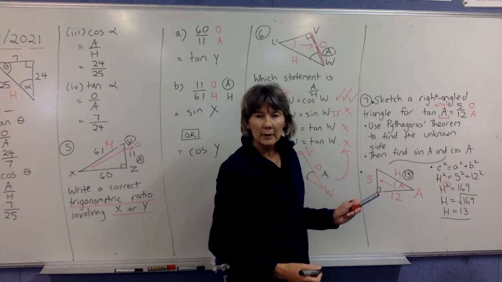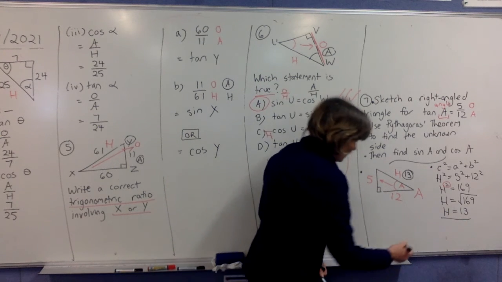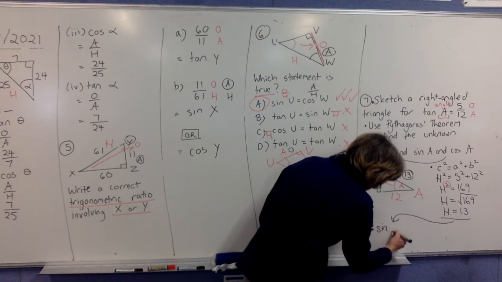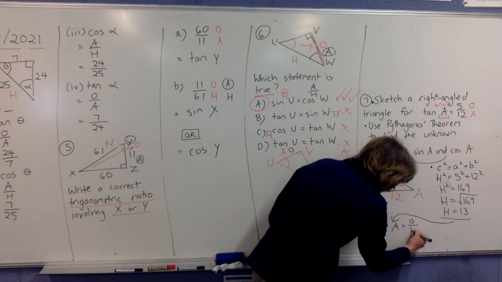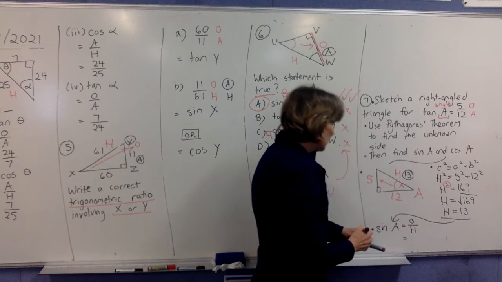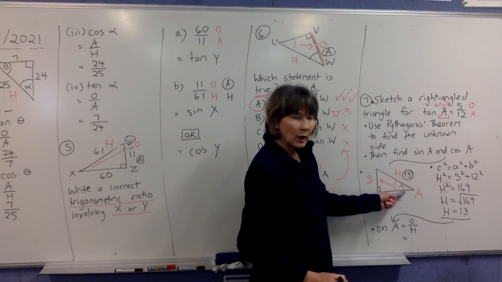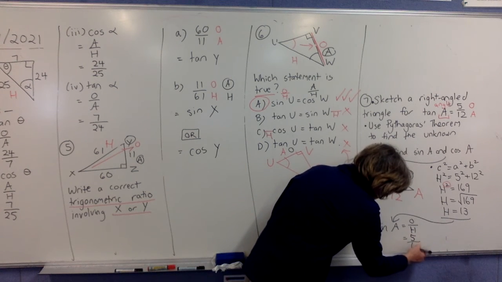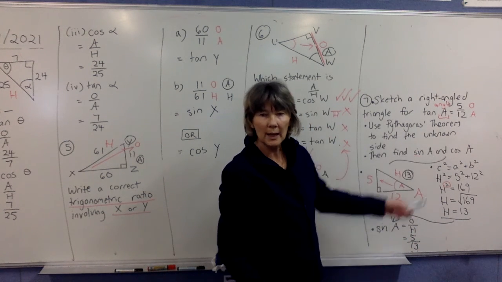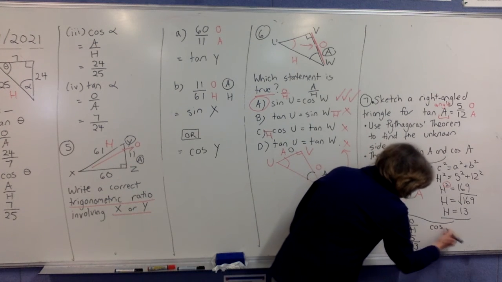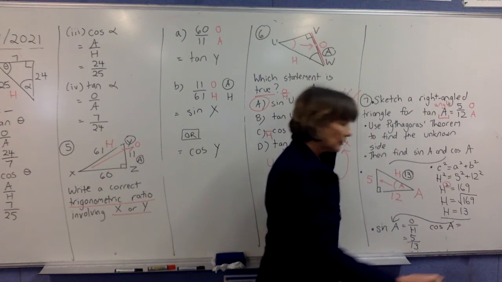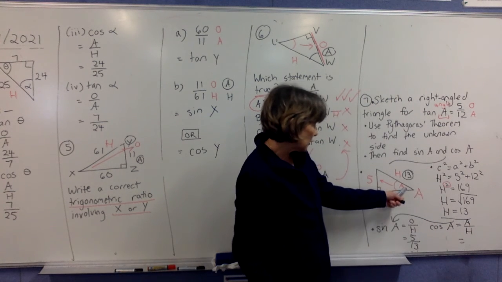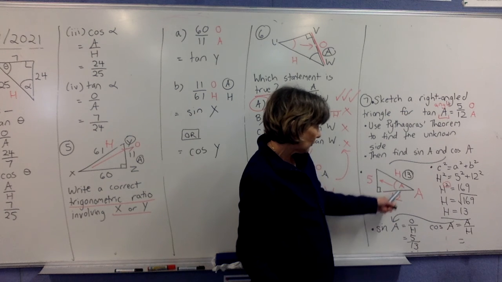So it says, then find sine A and cos A. Right, so after we find that, we're going to do sine A, which is opposite over hypotenuse. So let's look at angle A. Opposite over hypotenuse is 5 over 13. And the other one we had to find was cos A. Cos is adjacent over hypotenuse. So look at angle A. Adjacent over hypotenuse is 12 over 13.